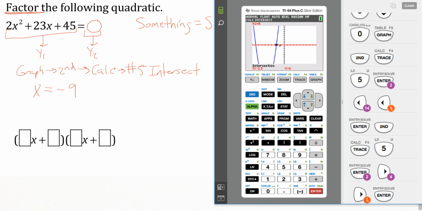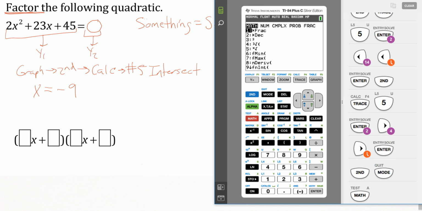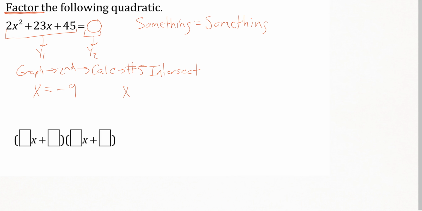This seems convoluted, but these skills will come to you the more you practice them. We're going to go second, quit, and then go into our math button and hit enter on fraction. That's going to grab our answer of -2.5 and turn it into a fraction for us. What we get out of there is x is equal to -5/2. So we come back and write that down on our page: x is equal to -5/2.